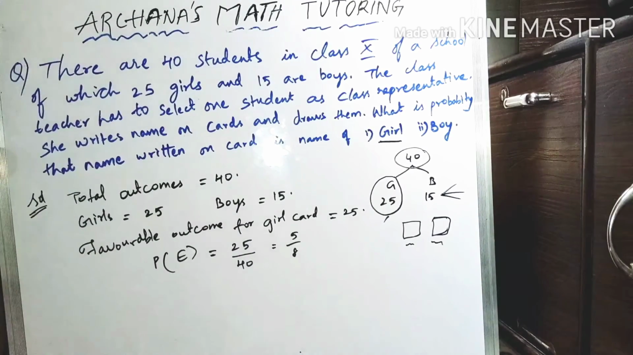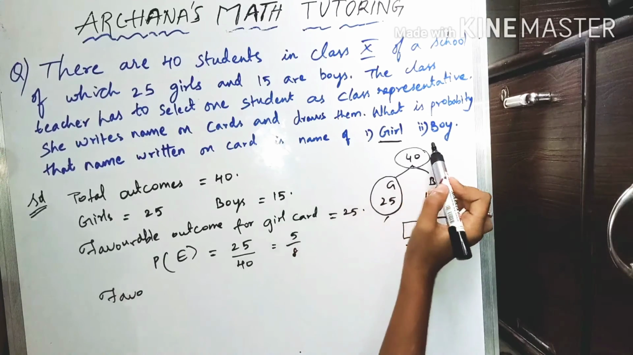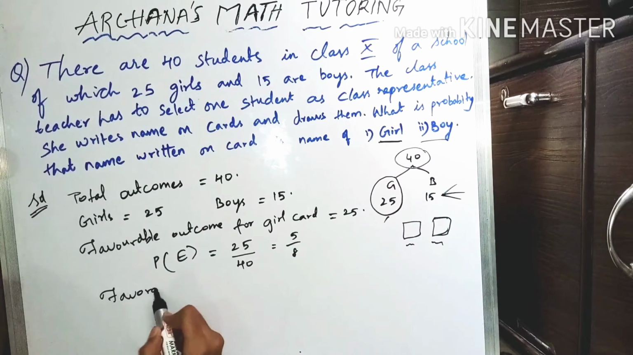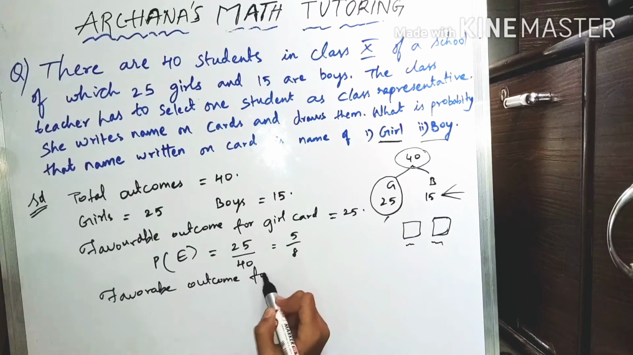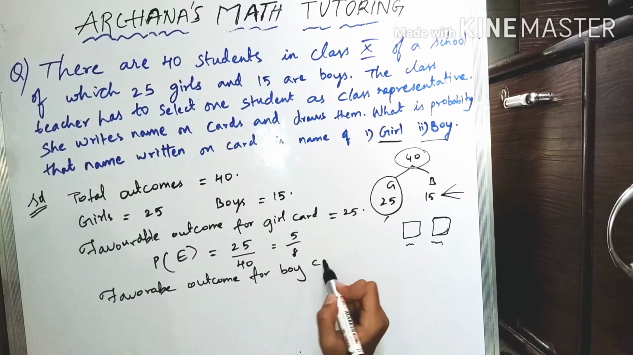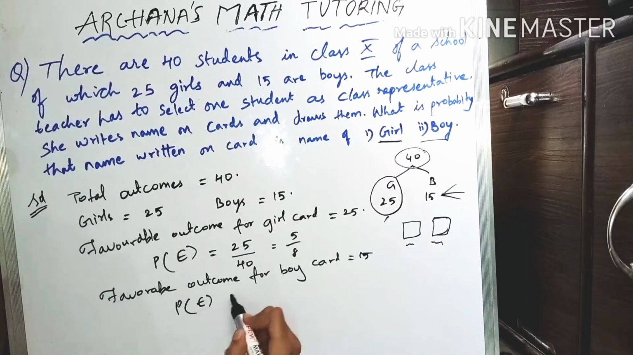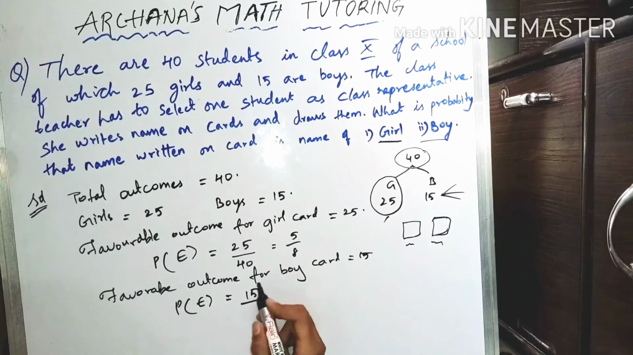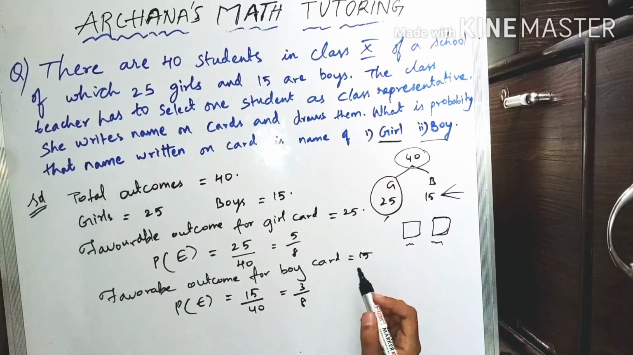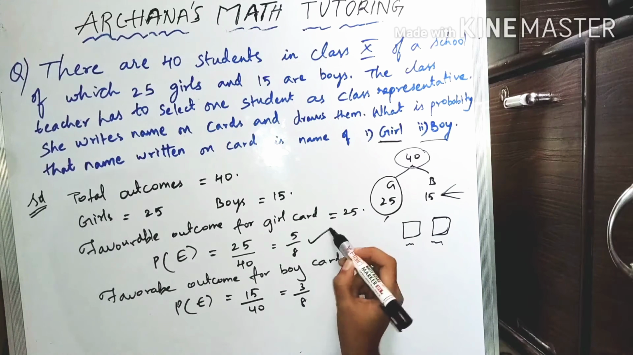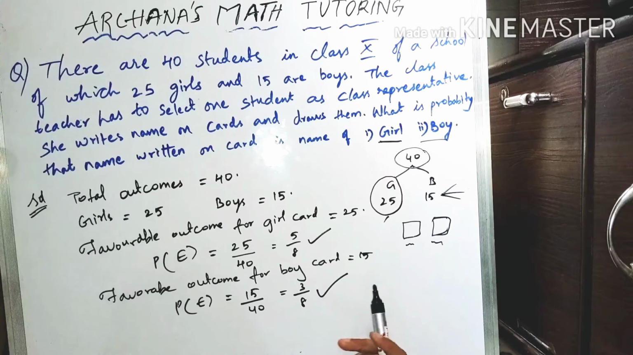So the favorable outcomes for a boy's card, the second question was for the boy. So the favorable outcomes for a boy card are 15. So the probability of taking a boy card is 15 by 40, which is 3 by 8. So the chance of a girl card is 5 by 8 and a boy's card is 3 by 8. So this is the total probability.